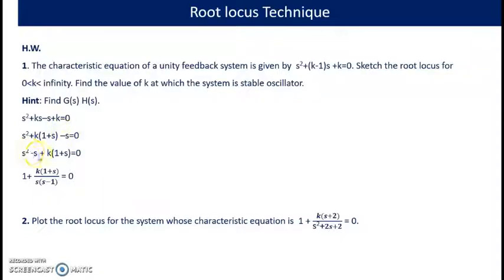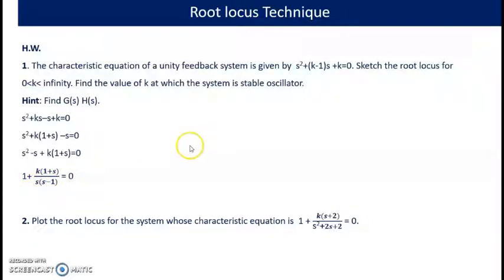So s square minus s plus k into (1 plus s) equal to 0. Then divide this term by s square minus s, and divide this term also by s square minus s. So this term will become 1 plus k into (1 plus s) divided by s square minus s, which is s into (s minus 1), equal to 0. Therefore G(s)H(s) is equal to k into (1 plus s) divided by s into (s minus 1). That is G(s)H(s). Then identify the open loop poles and zeros.